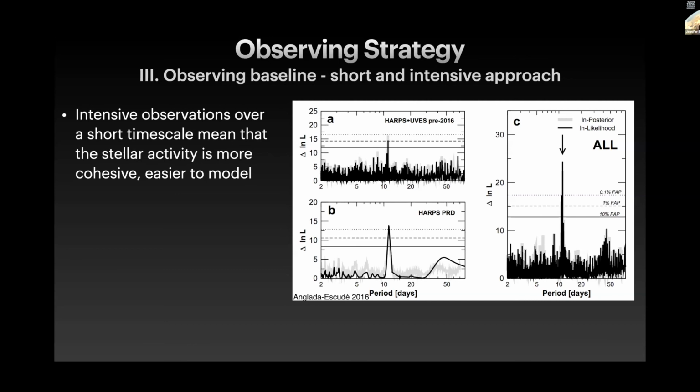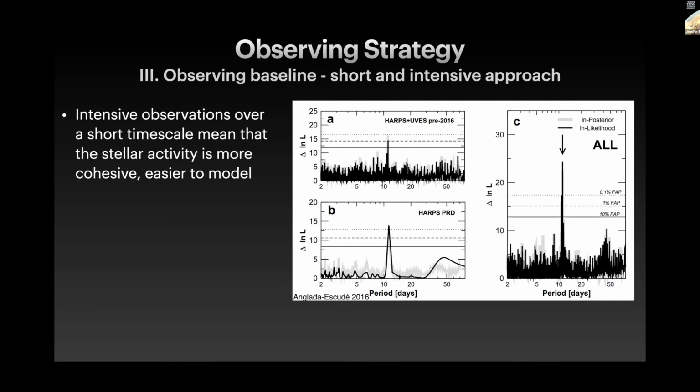But despite the signal being relatively strong, the analysis of the pre-2016 data produced slightly different periods and masses depending on the noise assumptions and which subsets of the data you used. So what the team did in order to confirm the planet was undertake an intensive observing campaign in 2016, where they observed the star almost every night between January 19th and March 31st. And they took 1 spectrum per night, and that is what provided a definitive detection.